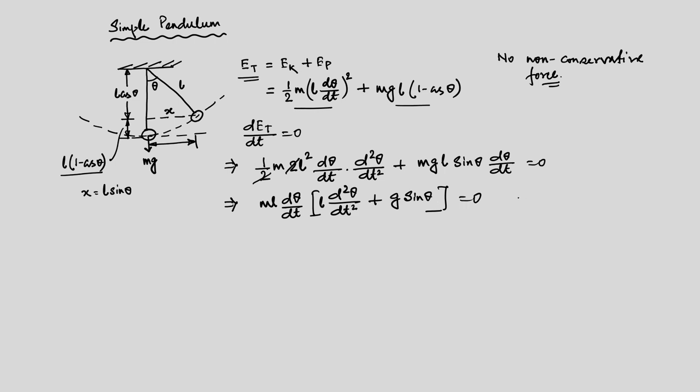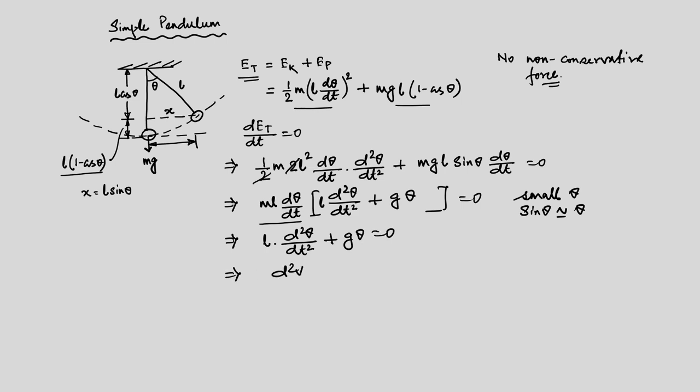Now, if we apply the assumption of small theta, then obviously sin theta will be approximately equal to theta. And if we apply that approximation, we can further modify this and we have, instead of g sin theta, g theta. Now, if you look at this expression, obviously, this part cannot be 0. So, the equation that we are looking at is d 2 theta d t 2 plus g by L times theta is equal to 0.